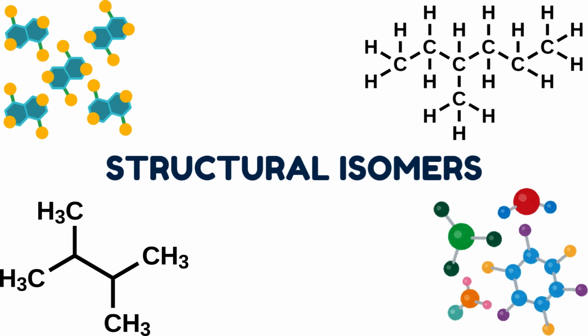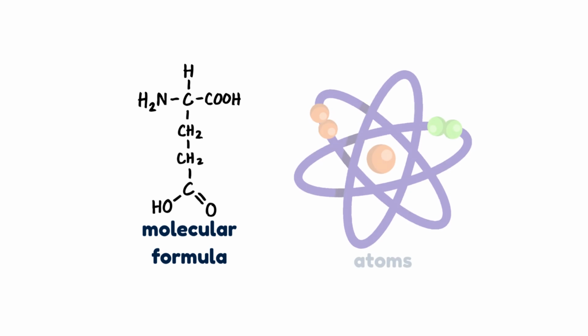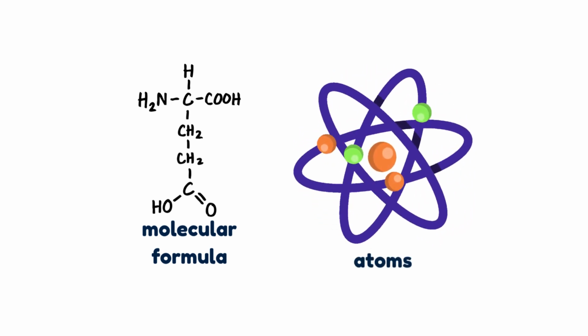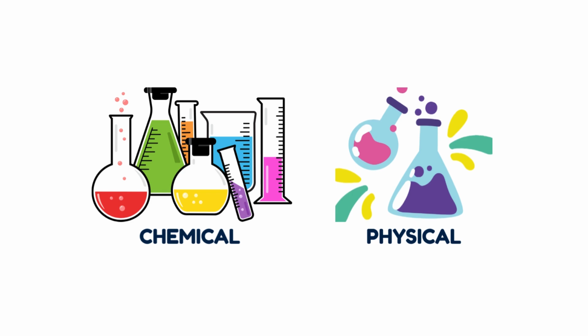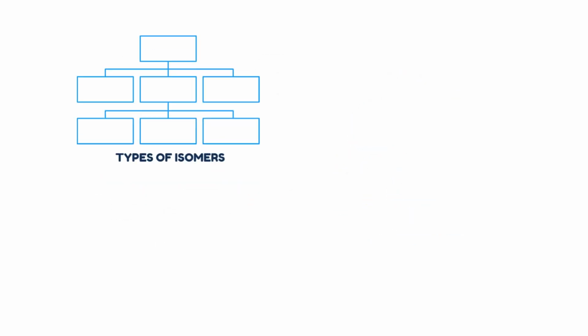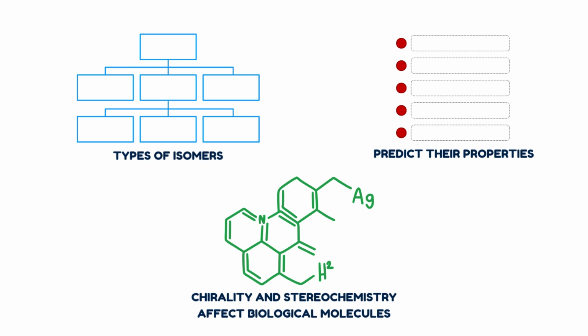Structural isomers show up all over the MCAT. They share the same molecular formula, but their atoms are arranged differently. And those small changes lead to very different chemical and physical properties. The exam tests whether you can quickly identify types of isomers, predict their properties, and understand how chirality and stereochemistry affect biological molecules. Let's walk through the essentials.